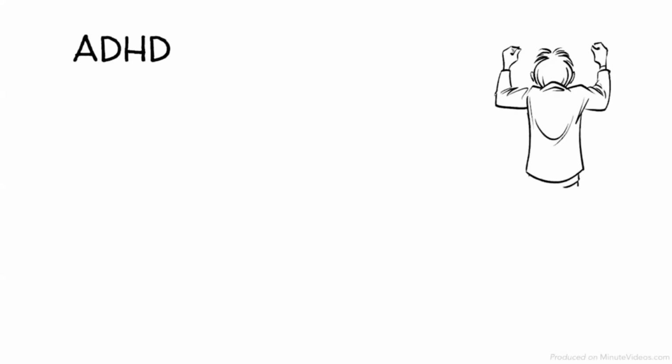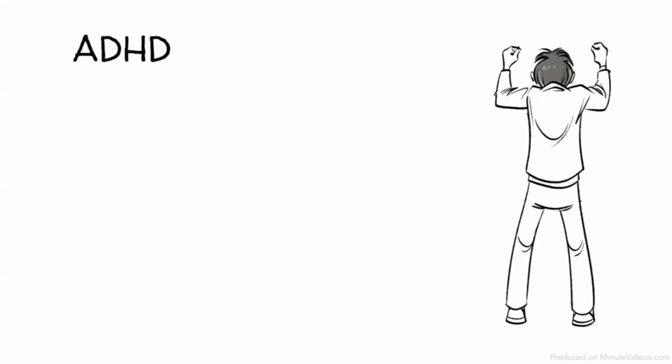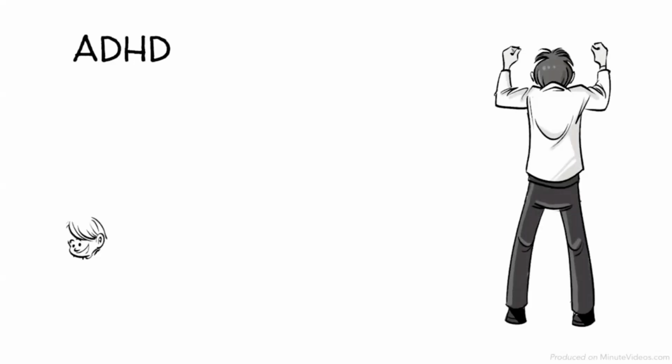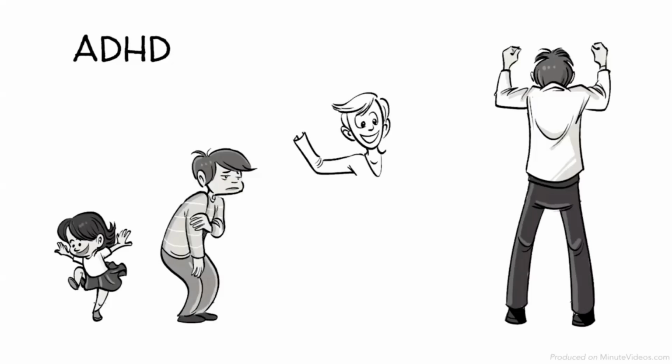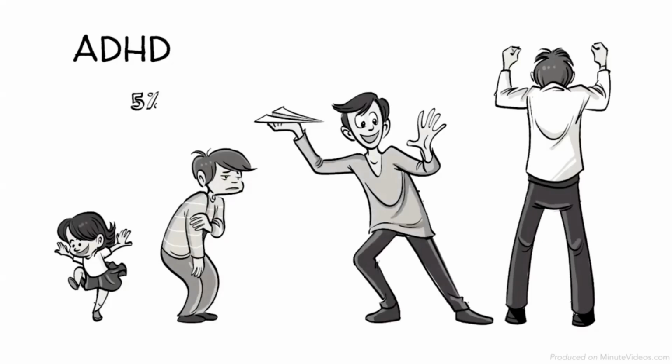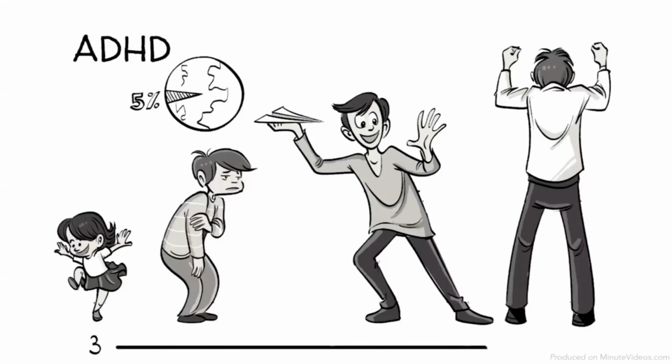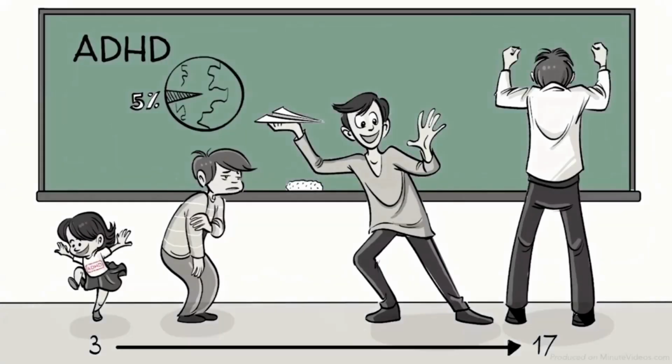ADHD stands for Attention Deficit Hyperactivity Disorder and is often described as a mental disorder. Children with ADHD have trouble paying attention, are hyperactive, and often have difficulty controlling their behavior. It is estimated that it affects around 5% of all children aged 3 to 17 globally, and that for every girl, around 3 boys are diagnosed with it.